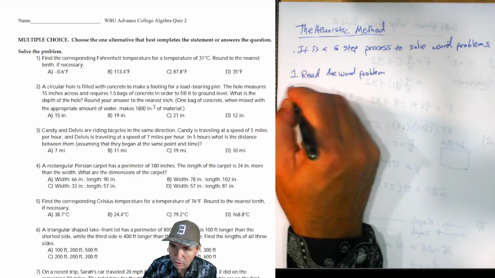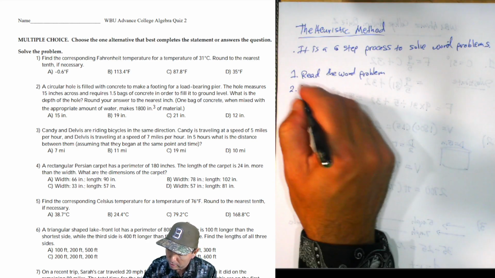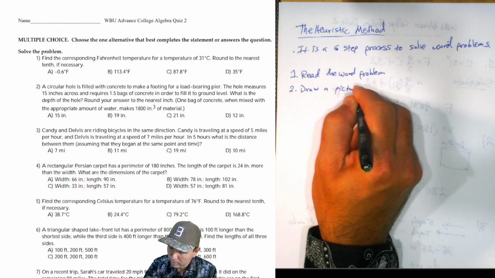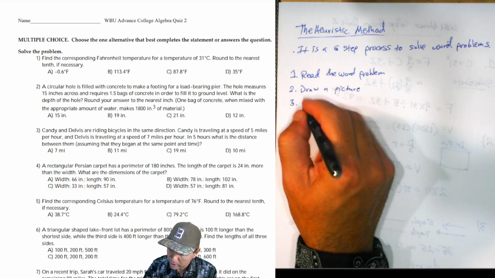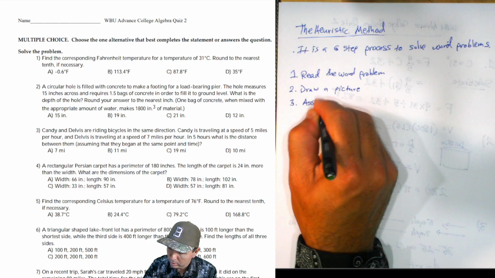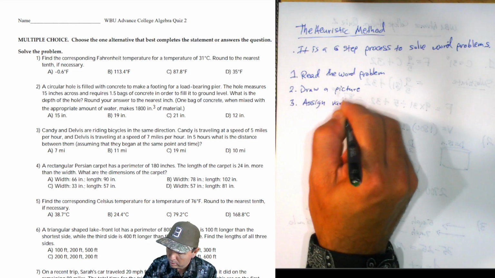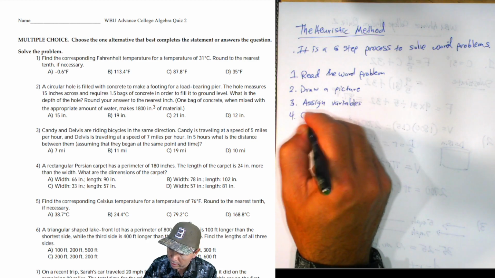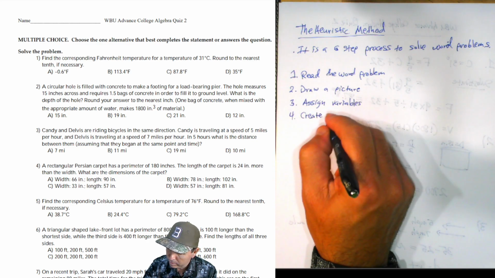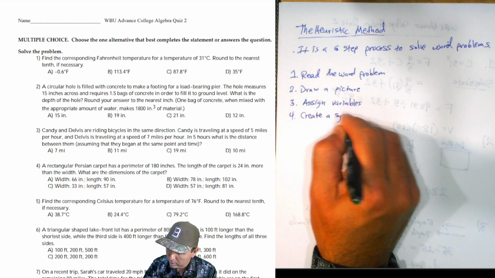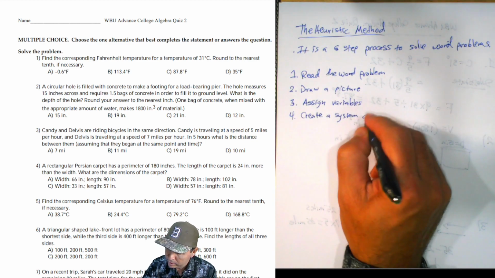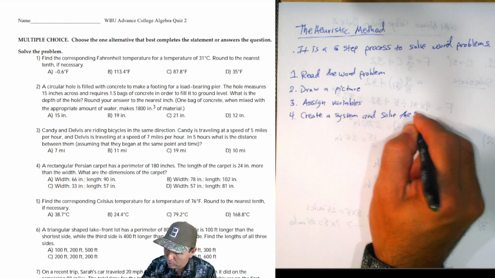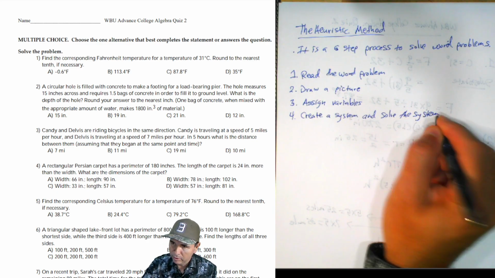Number 2, we need to draw a picture. Number 3, we need to assign variables. Number 4, we need to create a system and solve the system. I'll show you more on what that means in a bit, okay?